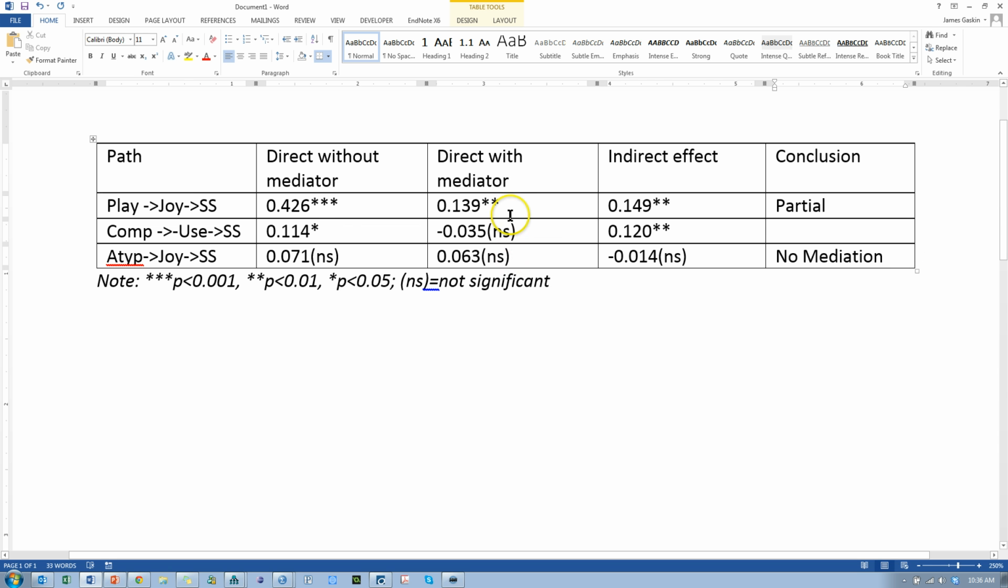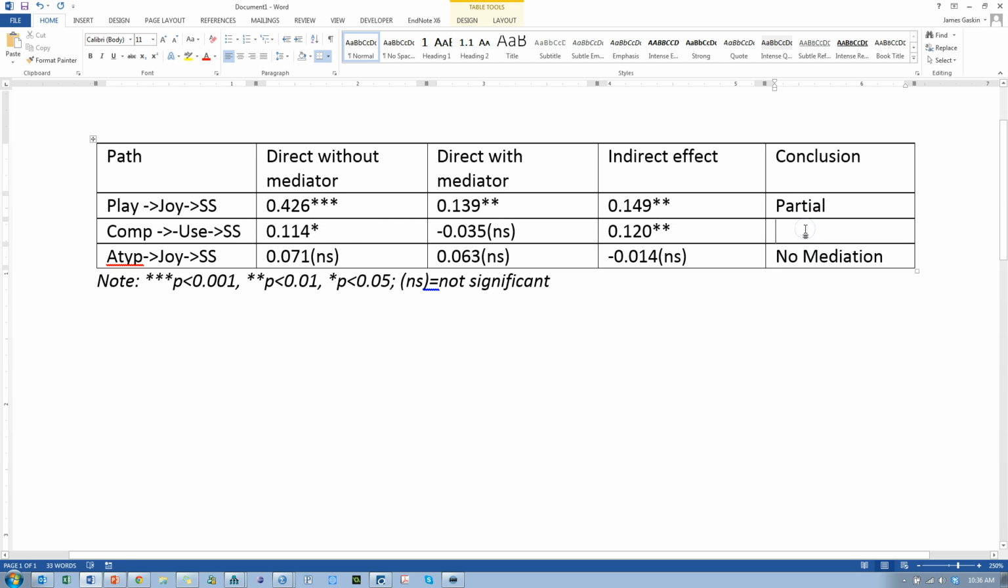But look at the drop. Huge drop. It was just powerful. And then it dropped. Still significant, but the effect dropped. That means that a lot of the variance that the IV play was explaining in the DV, system success, is actually being explained through joy. Good.